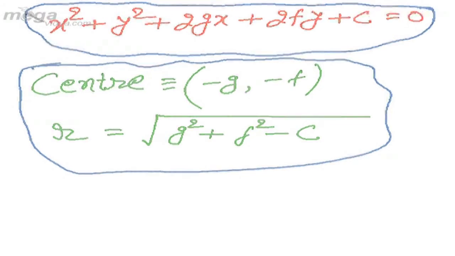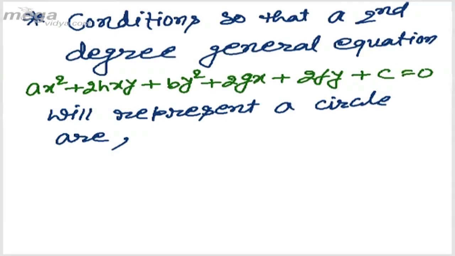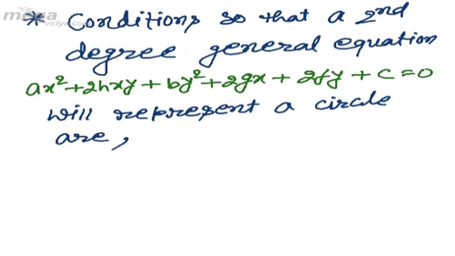A second degree equation, when will it represent a circle? The conditions so that a second degree general equation, which is ax square plus 2hxy plus by square plus 2gx plus 2fy plus c equal to 0, will represent a circle. From the general equation of a circle, if we compare this second degree general equation, then what will you get?